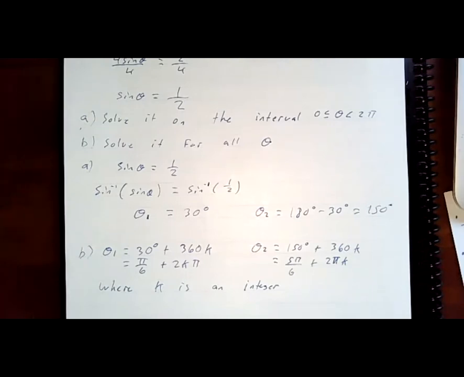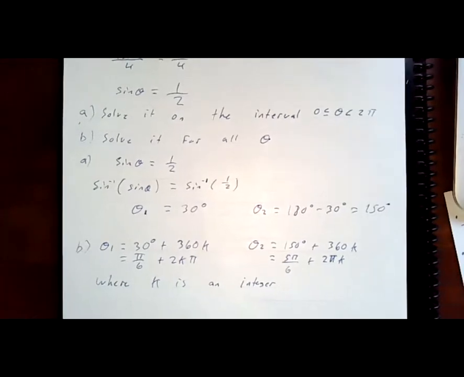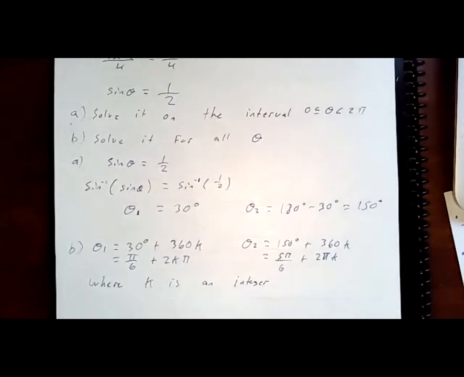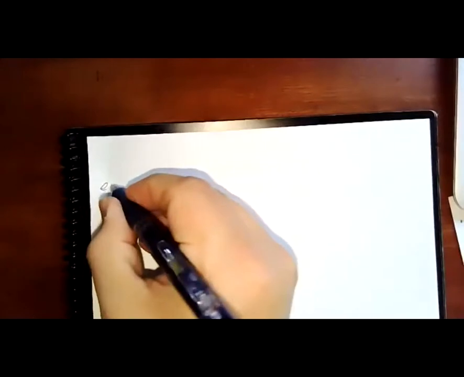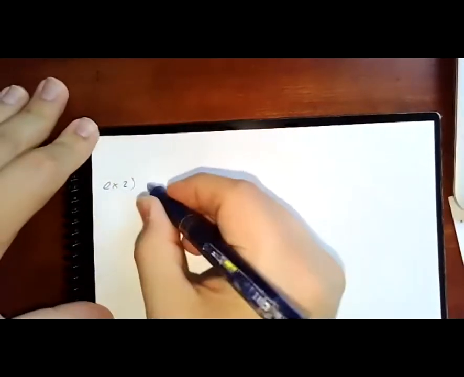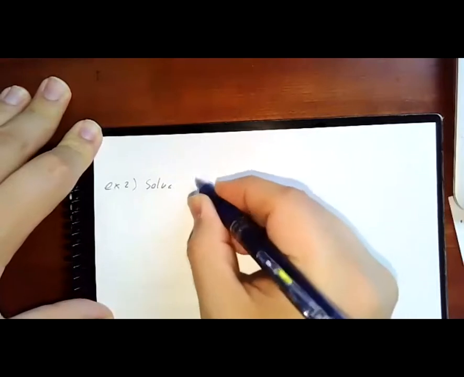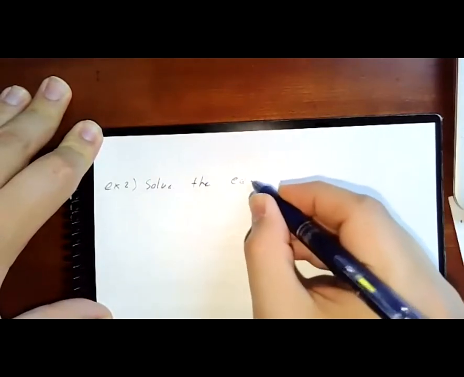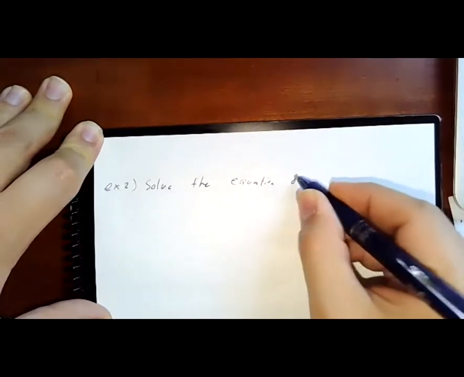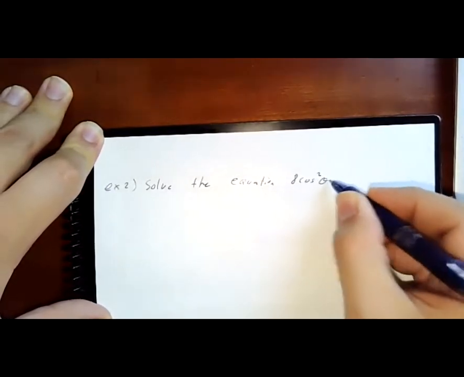And so the first few will be pretty straightforward like this. Let's do another one just like it. Okay, example 2. The same question, just solve for theta. Solve the equation 8 cosine squared theta equals 6.